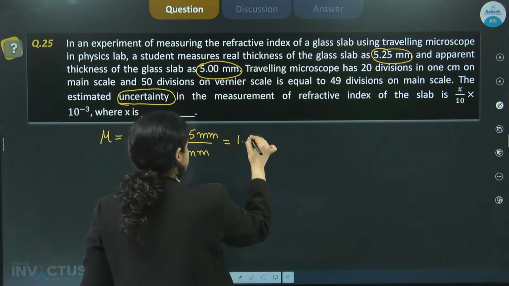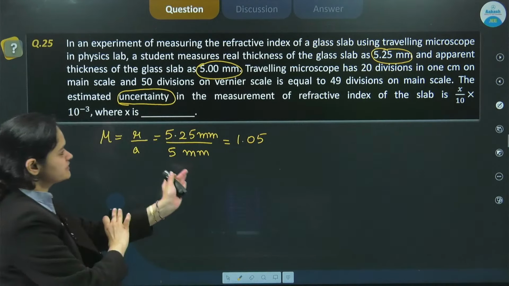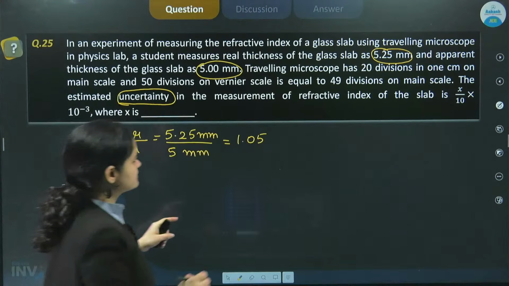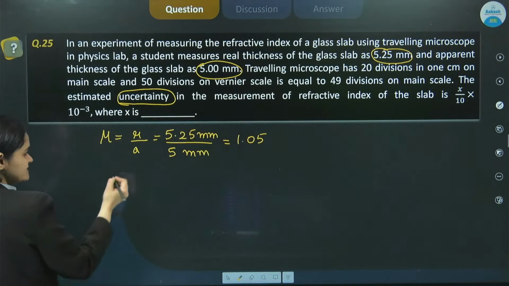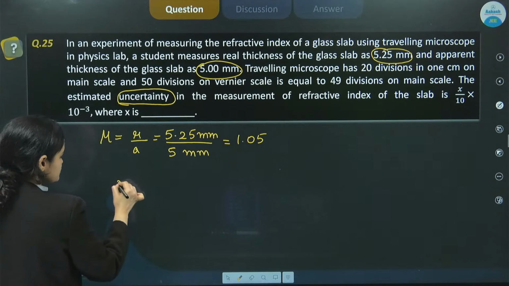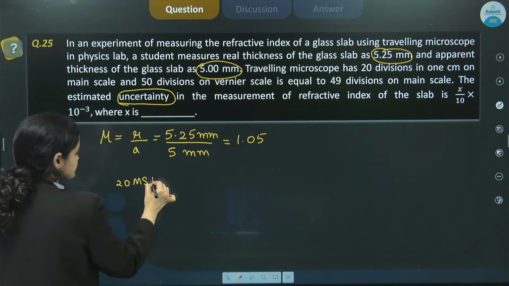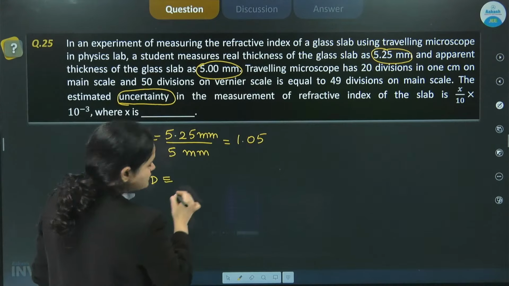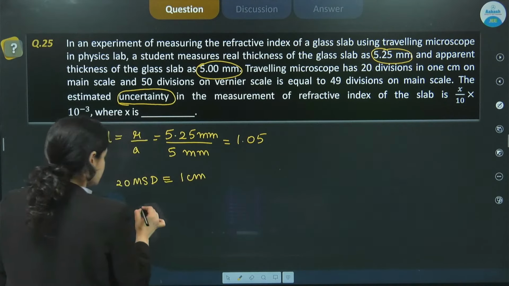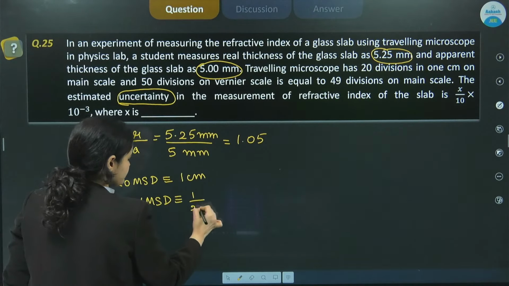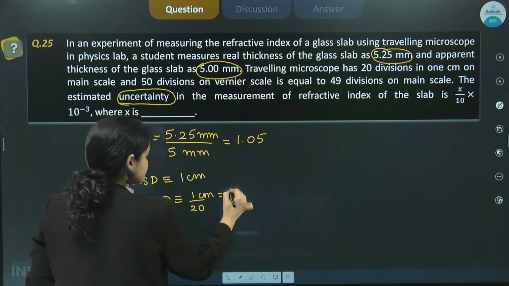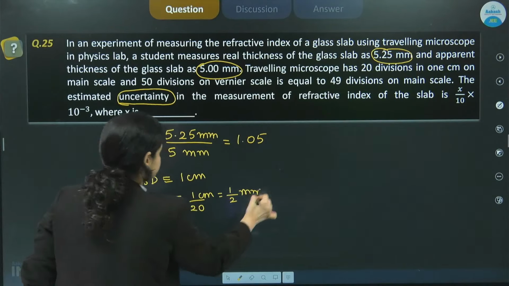So this turns out to be 1.05. This is the value of refractive index. Now, first data: there is this traveling microscope. Main scale divisions are given to you, right? So, 20 main scale divisions correspond to 1 centimeter. Okay? So, 1 main scale division corresponds to 1 by 20 centimeter, or we can say 1 by 2 mm. Okay?